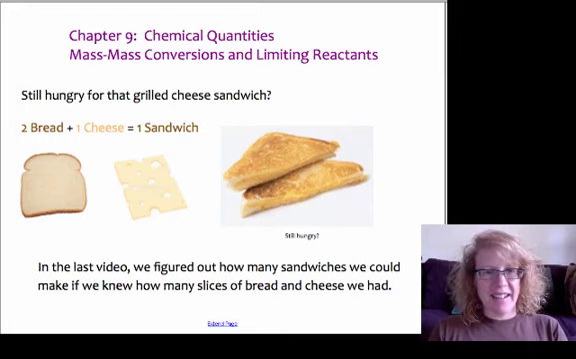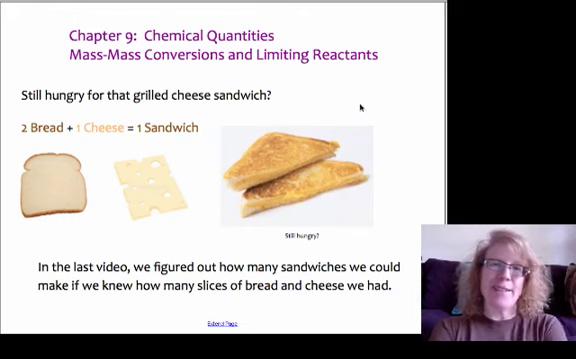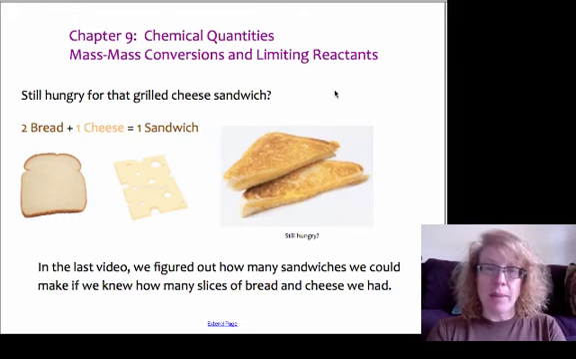Today's lesson. Hopefully you're still hungry from that grilled cheese sandwich we had last time. And in the last lesson you looked at how to deal with the limiting reactants problem. If you had an equation where one of the two reactants ran out before the other one, how do we deal with that? Hopefully that made sense to you.